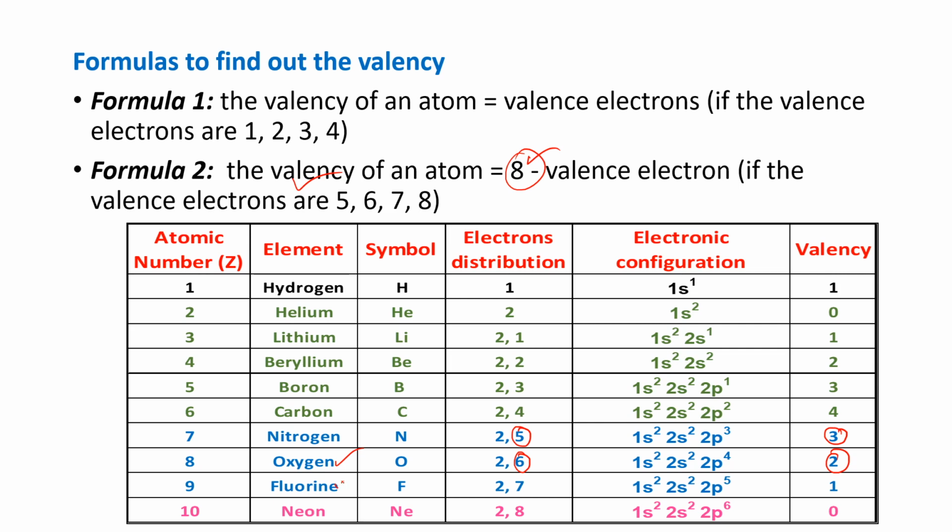So next to the fluorine. Fluorine has 7 valence electrons. So apply this formula, 8 minus 7, that is nothing but 1. So hence the valency of the fluorine is 1. So here coming to the neon, 8 minus 8, 0. Okay, hence the valency of the neon is also 0. Okay, in this way you can apply formula 2 also.